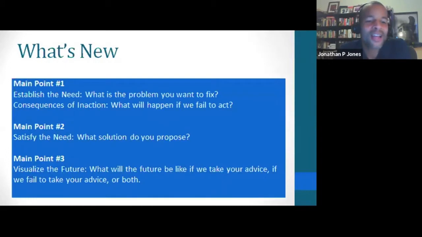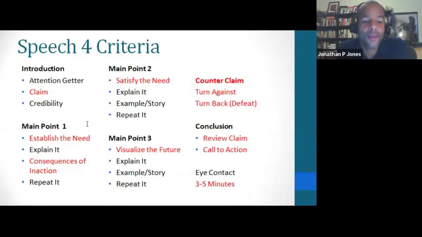All right. So then main point one, establish the need. What's the problem you want us to fix? At a certain point in main point one, you're going to address something called consequences of inaction, and I'll show you how that's happening. In main point one, we used to state the main point, explain it, give an example, and tell a story. In main point one, you do not tell a story or give an example. Instead, you're doing this consequences of inaction thing, so that's new.